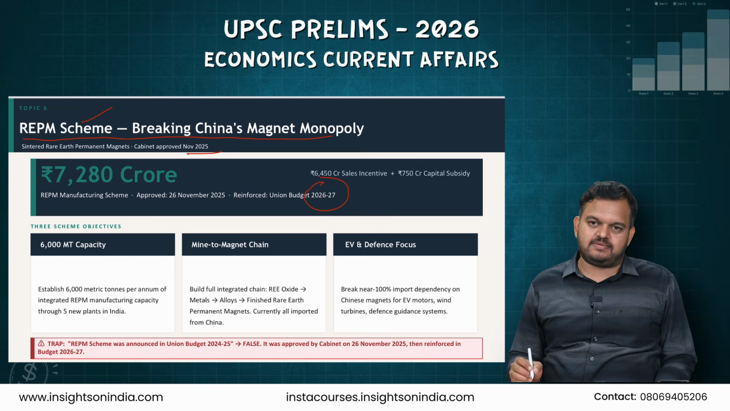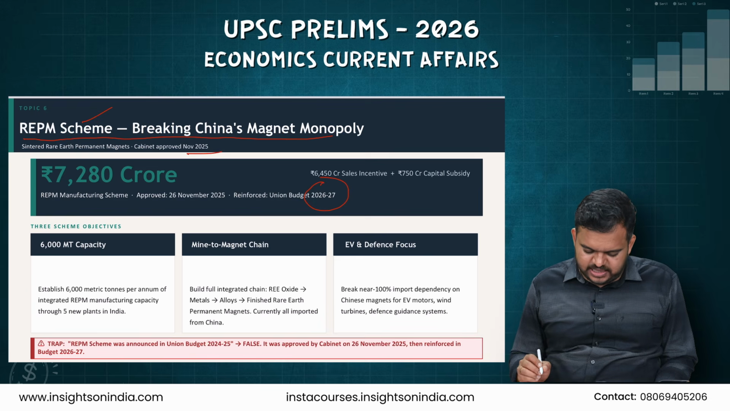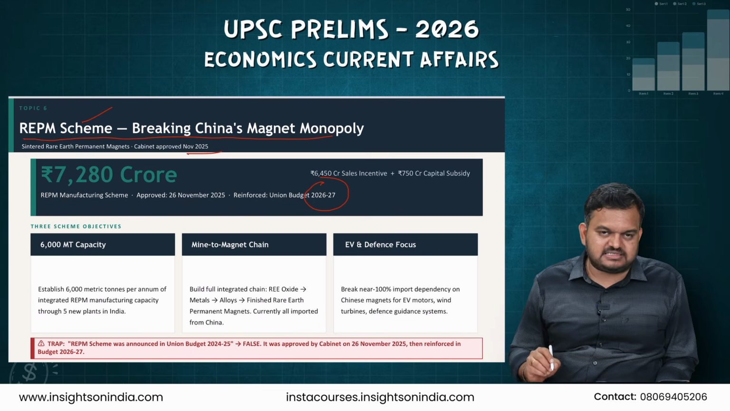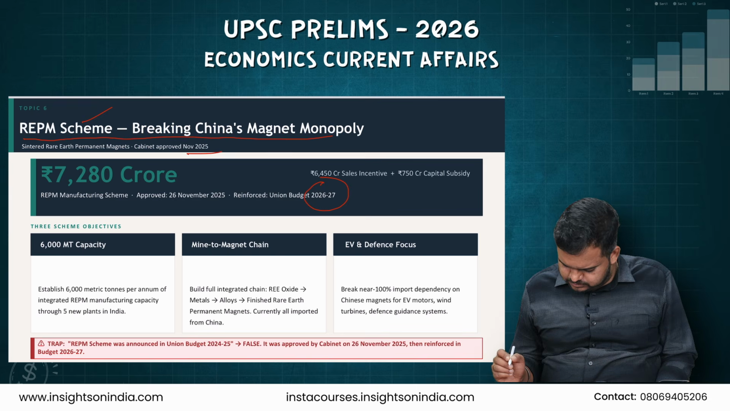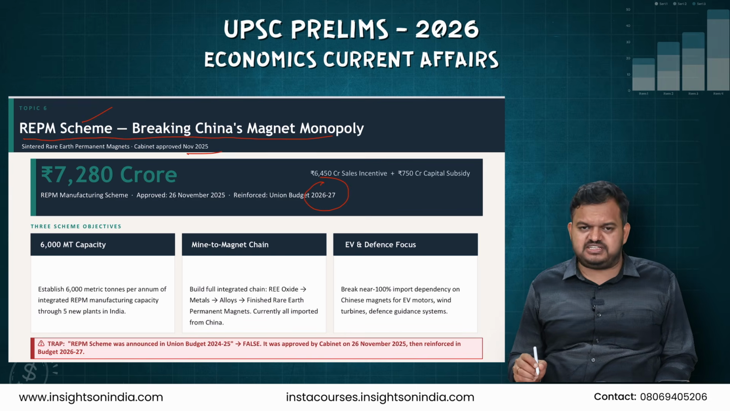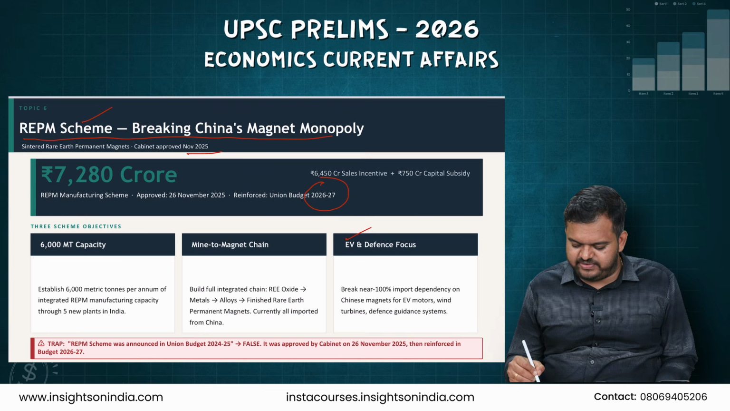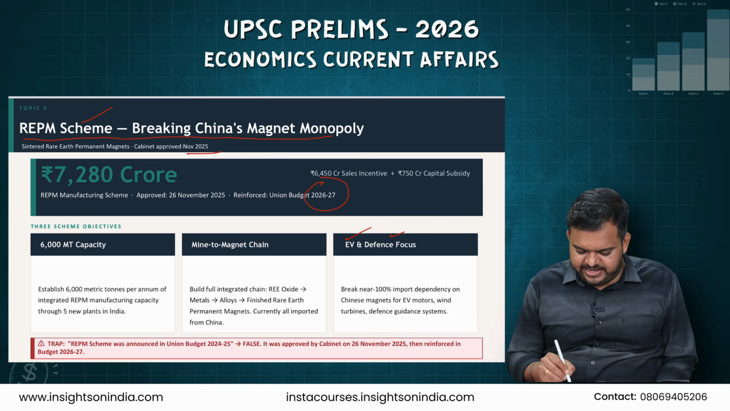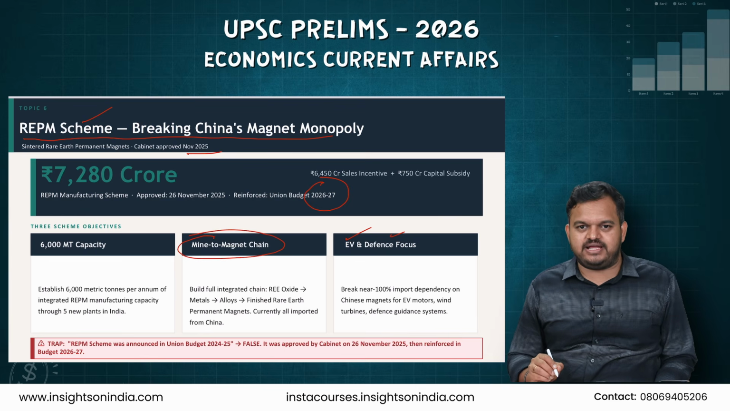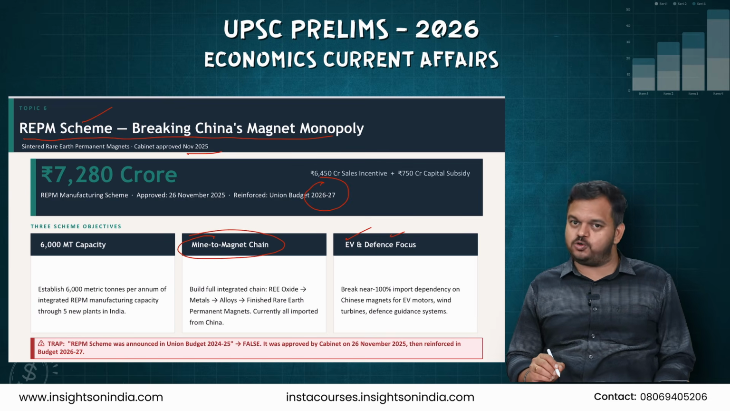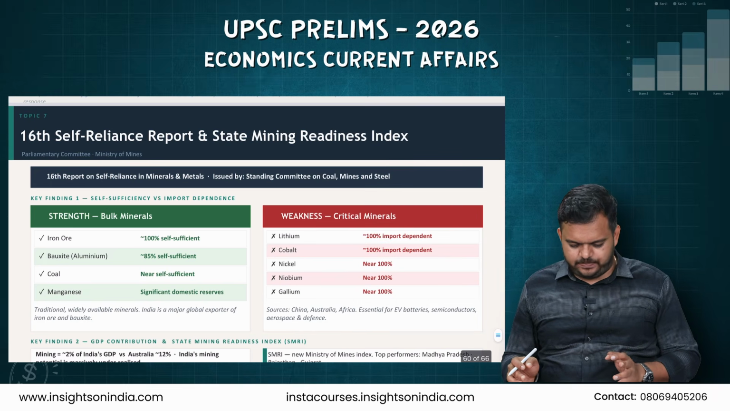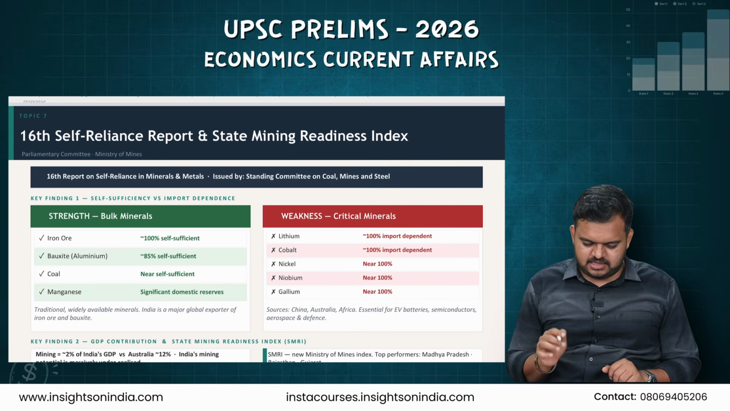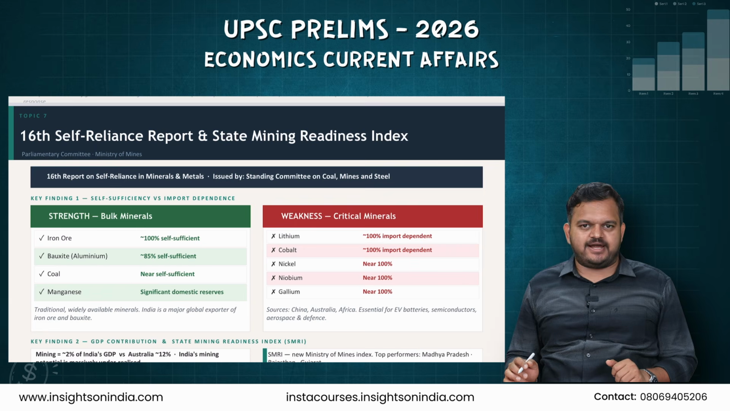Rare earth permanent magnet scheme. So what is that? You don't have to remember the figures, what amount is allocated and all. Which sector does it help? Electric vehicle and defense. The idea is a mine-to-magnet chain. India is merely an exporter of raw materials, but we want to become a manufacturer of finished goods to increase our export value.